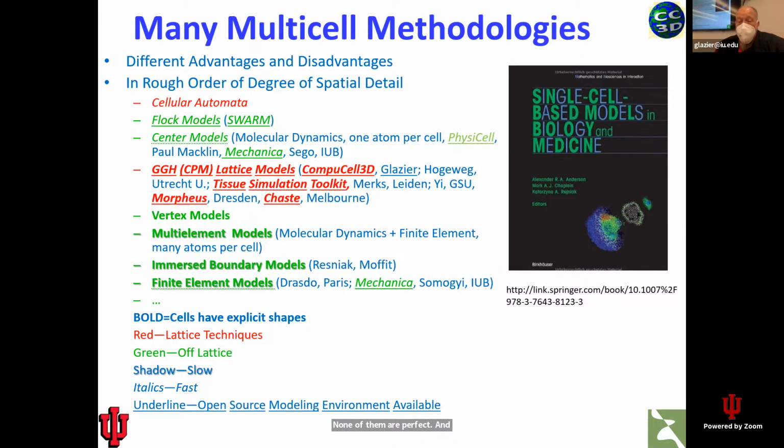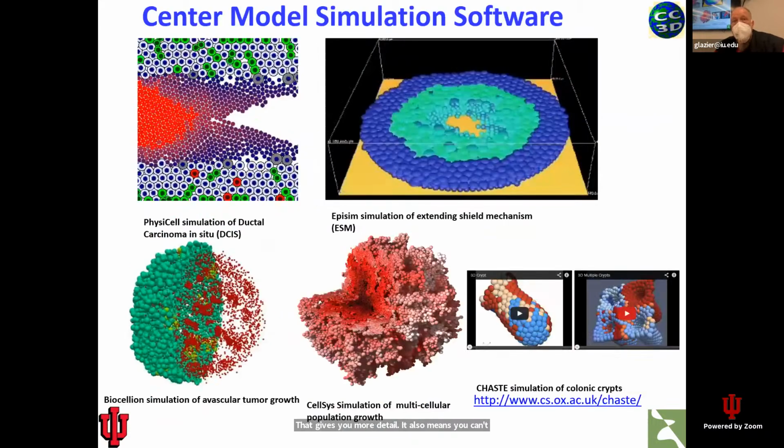For example, Paul Macklin here at IU has a great package called PhysiCell, which is based on essentially molecular dynamics models where cells are point-like objects. They're spheres. In Compucell, which we'll use, cells have explicit shapes. That gives you more detail, but also means you can't simulate as many cells. And so there is a whole zoology of different kinds of modeling approaches.